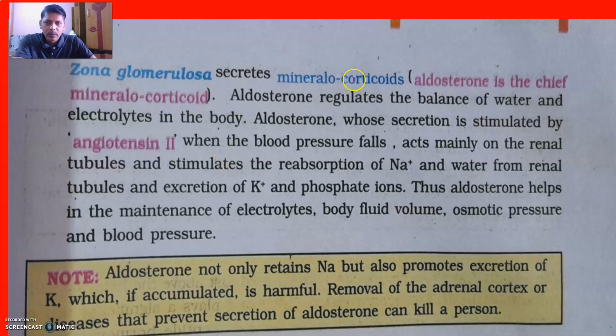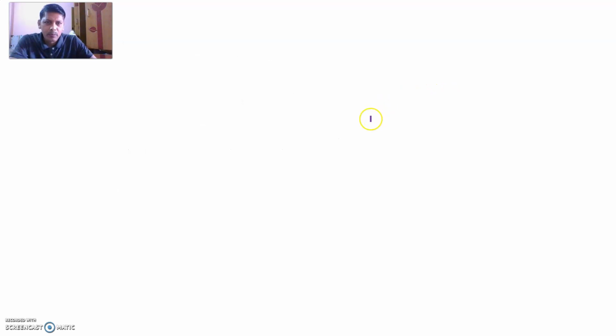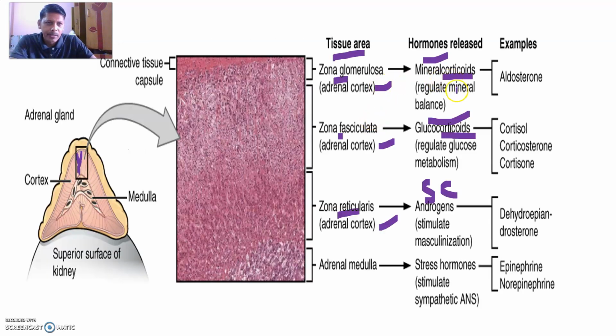Okay, adrenal gland. You can see here zona glomerulosa secretes mineralocorticoids, which regulate mineral balance in our blood. The chief mineralocorticoid, a very important one, is aldosterone. The chief glucocorticoid is cortisol. There are different glucocorticoids: cortisone, corticosterone, and cortisol. Among these, the chief one is cortisol.